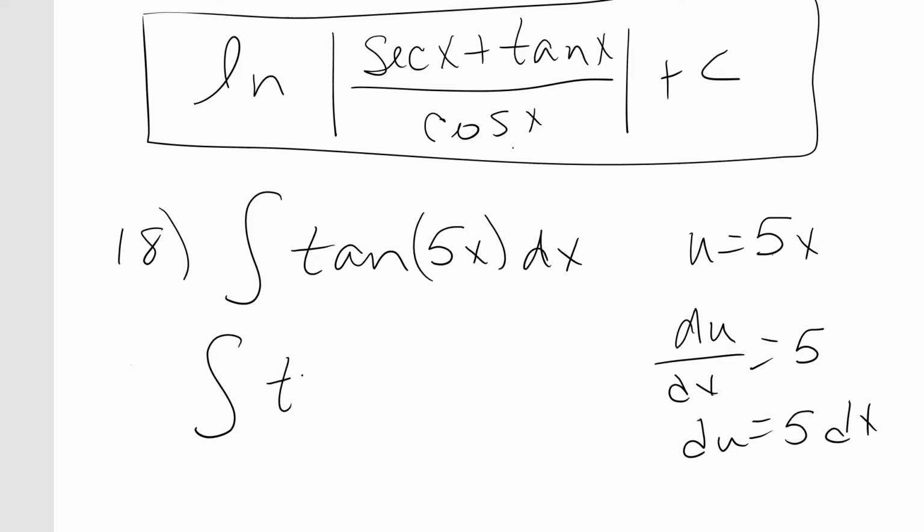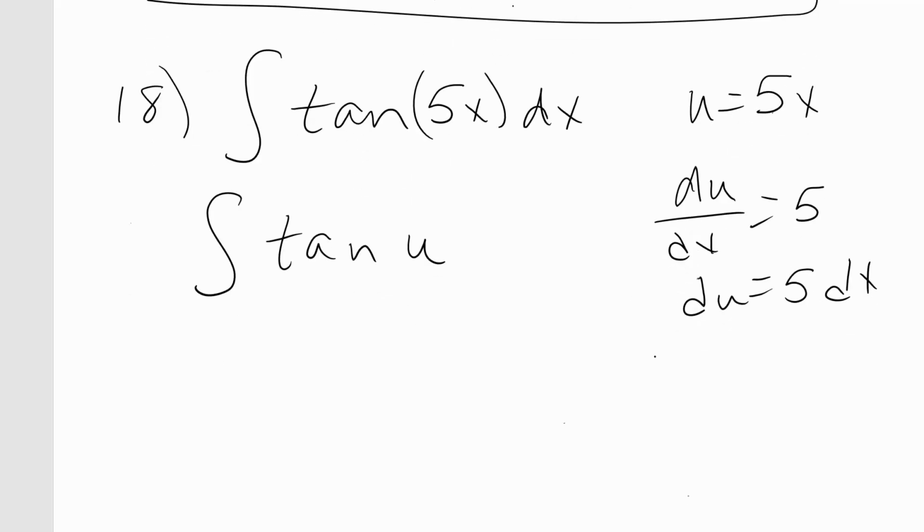I get the integral of the tangent of u, but again, all I have left in my integration is dx. So I need this over here to be dx. So I have to get rid of my 5. I'm going to do that by dividing each side by 5. So 1/5 du is dx. So now I can remove dx from my integral and put in what dx equals, which is 1/5 du. So now I have a nice integration that I have the formula for. I can go ahead and do it.